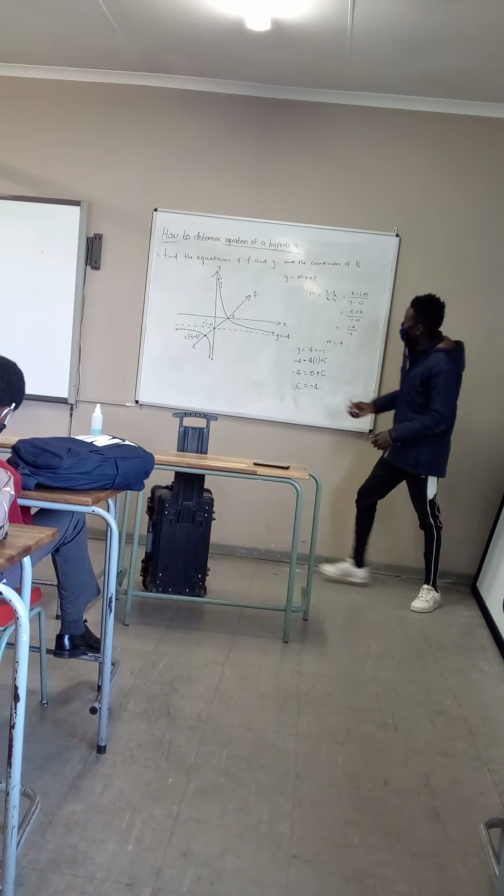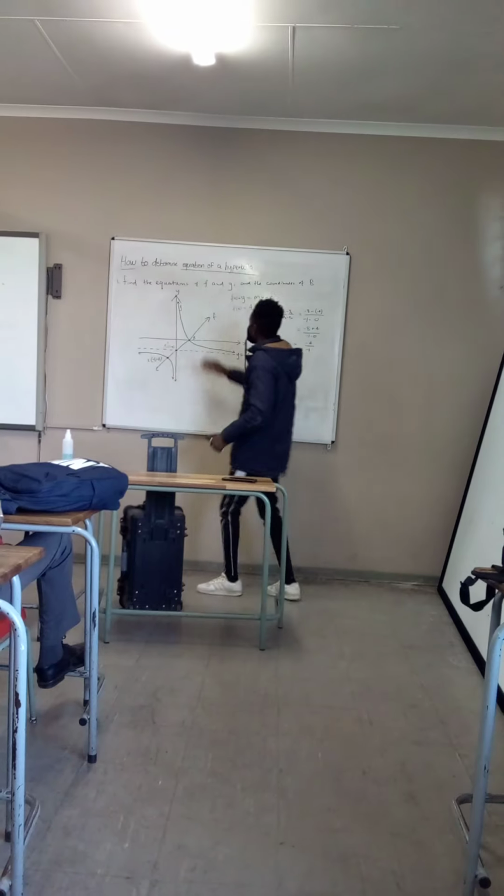4X plus -4. And then what is negative times positive? It's negative. So it will be 4X minus 4. This is our F of X. We are done with it. Now they are saying find the equation of G.